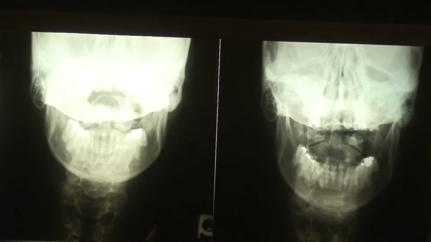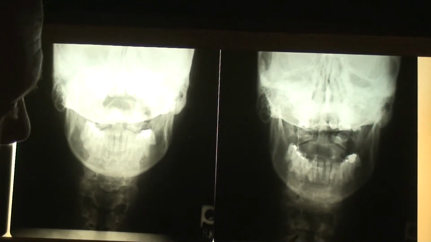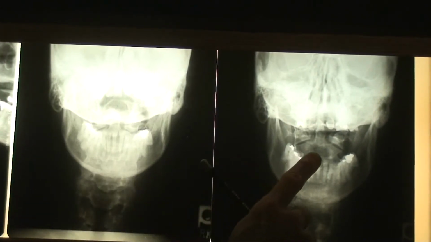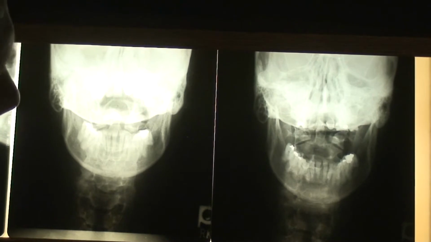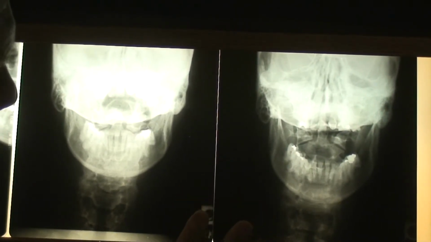This is the tale of two X-rays. This is the same person, however, these X-rays were taken 4 days apart. This one was taken 4 days before this one. Now, if you notice here, the first thing you want to look at when you look at an upper cervical listing, we have to have proper films.